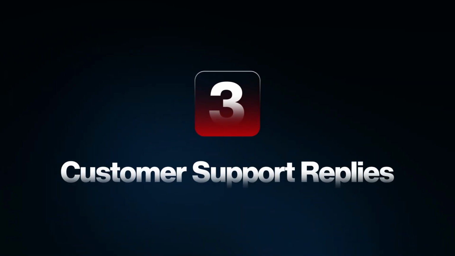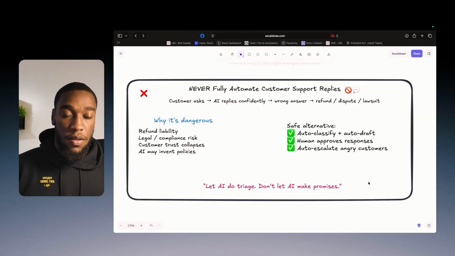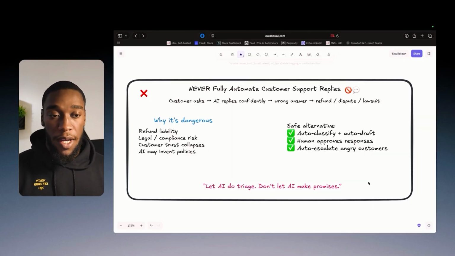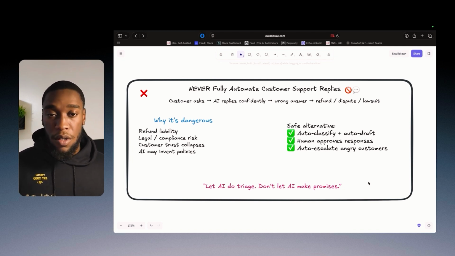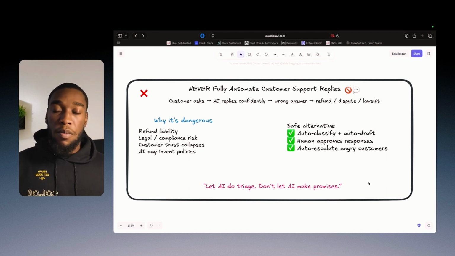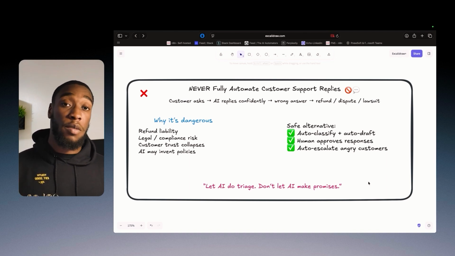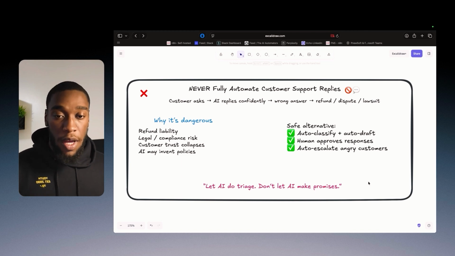Moving on to the next: never fully automate customer support replies. I've seen a few use cases and instances where people have done it successfully, but I think they've been really diligent in their deployment of this feature. The way you'd want to do it is really focus on getting some reps available and letting OpenClaw handle specific tasks before you let it go rampant on your whole customer support team. So let's dive into it.